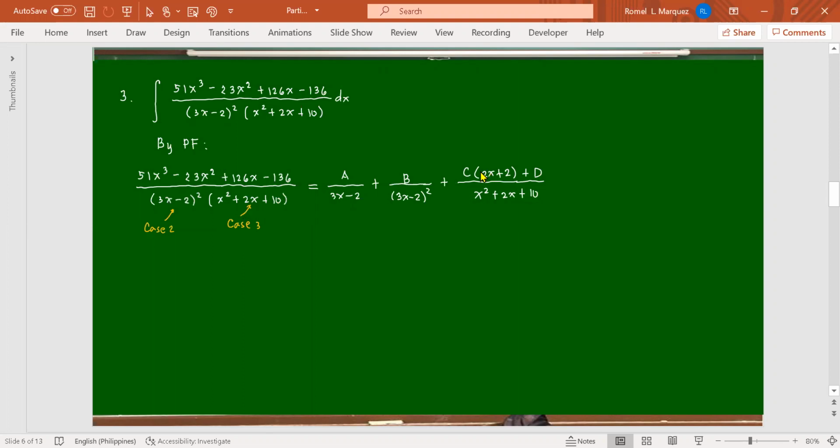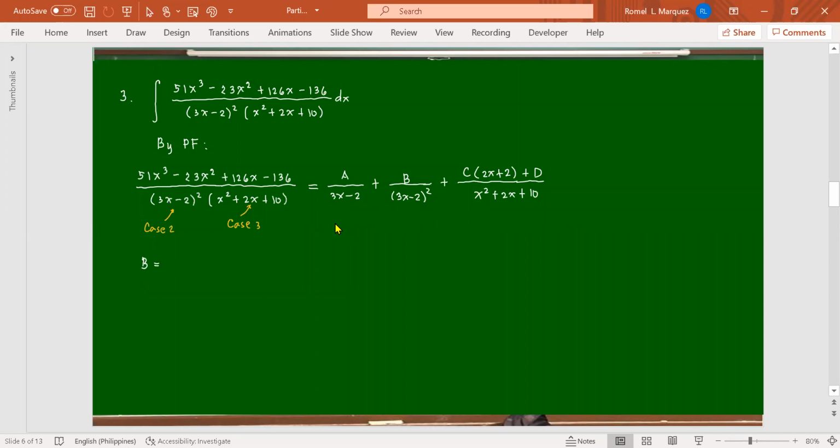So again, this is supposed to be just x, but for convenience, so that this is immediately du over u, instead of Cx, I take C times the derivative, so 2x plus 2, since after all, this is also linear. Okay? When simplified, this will be an arbitrary constant times x, plus 2C plus D, which is just an arbitrary constant. So we can solve immediately for B. So let's substitute here.